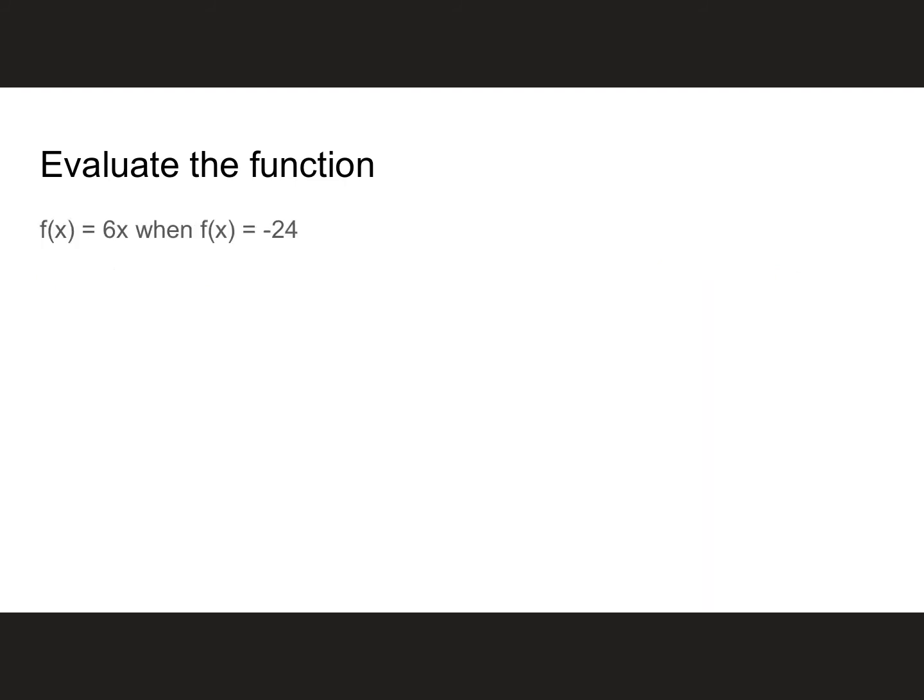So now let's look at this one. This looks the same. Here is our function, f of x equals 6x. But now we're being asked to evaluate, instead of when f of something, we're trying to evaluate it when f of x equals something. That means that instead of substituting in this number for x, we're going to substitute it in for f of x. So we'll rewrite this as negative 24 equals 6x.